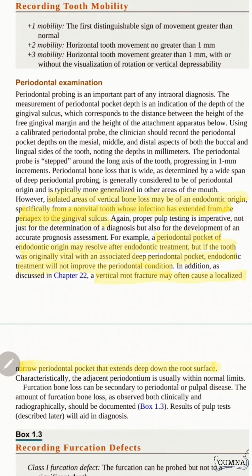The pocket of an endodontic origin will resolve after the endodontic procedure is performed. As for a primary periodontal pocket that has no connection with the tooth, it will not resolve after any endodontic treatment is performed.